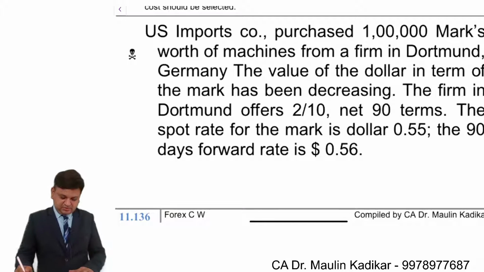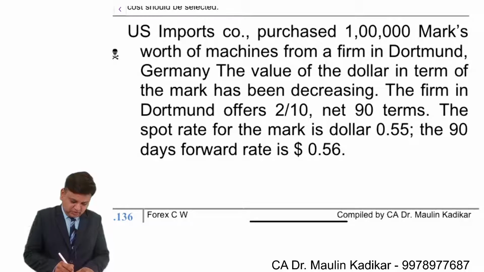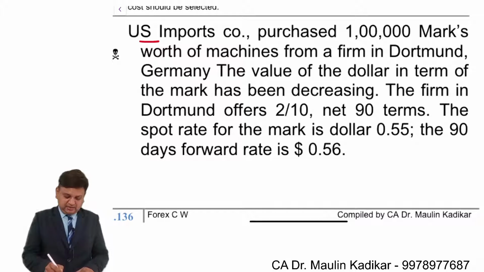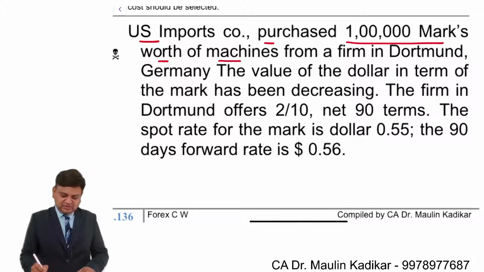Let us see the next question. A US importing company purchased 1 lakh marks, that is Dutch marks, worth of machinery from a firm in Dortmund, Germany.